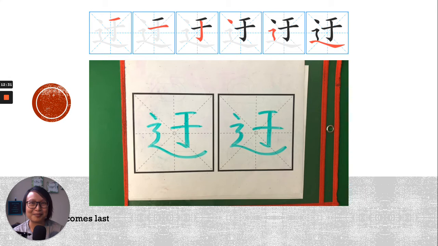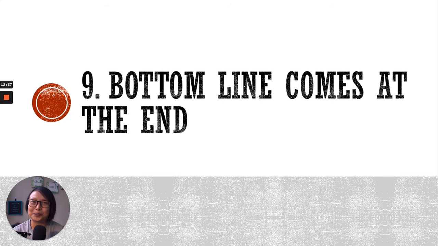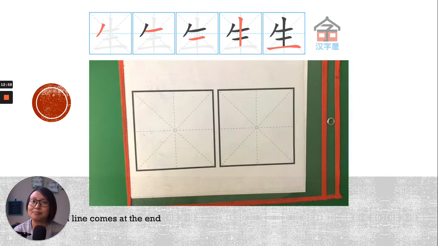What about our last rule? 代表, bottom line comes at the end. Do you still remember our rule? I think it's number 3. Horizontal first and then vertical. When we say we have this extra rule, the bottom line comes at the end, that is when we see a word that looks maybe something like this. We do have horizontal lines, we have vertical lines, but there is a horizontal line at the very bottom. That doesn't come in until we finish everything on top. So we have a very nice ending with the horizontal stroke.